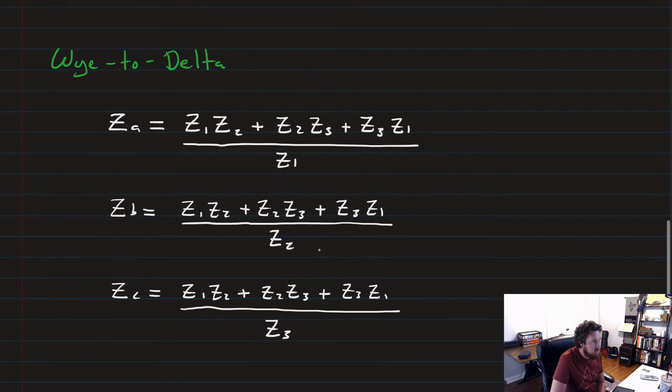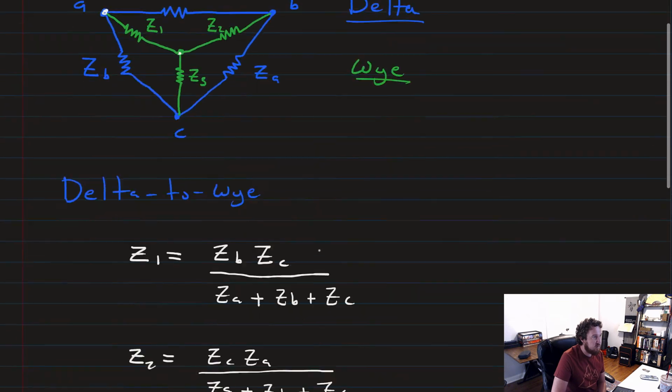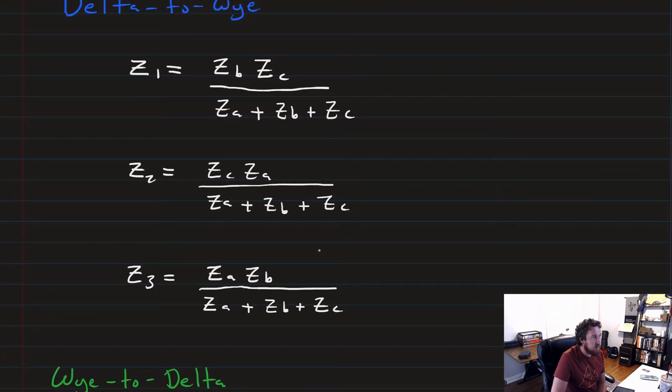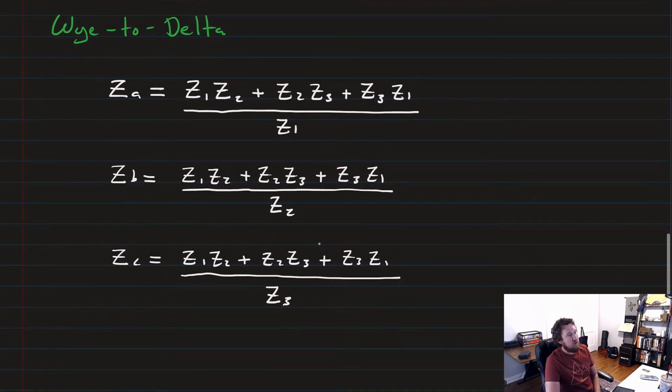And that's all we need to learn for this lesson. It's just what these formulas are. So for converting from delta to Y, here are our equations here. And from Y to delta, here are our equations here. So now let's dig into an example of doing some circuit analysis with the delta to Y transformation.